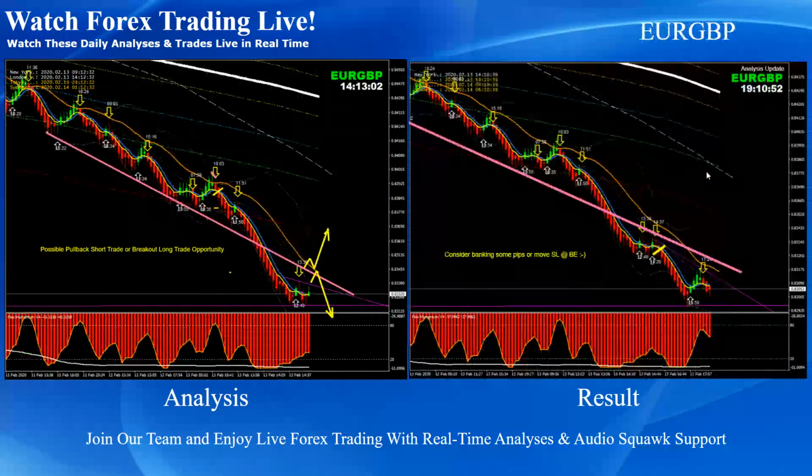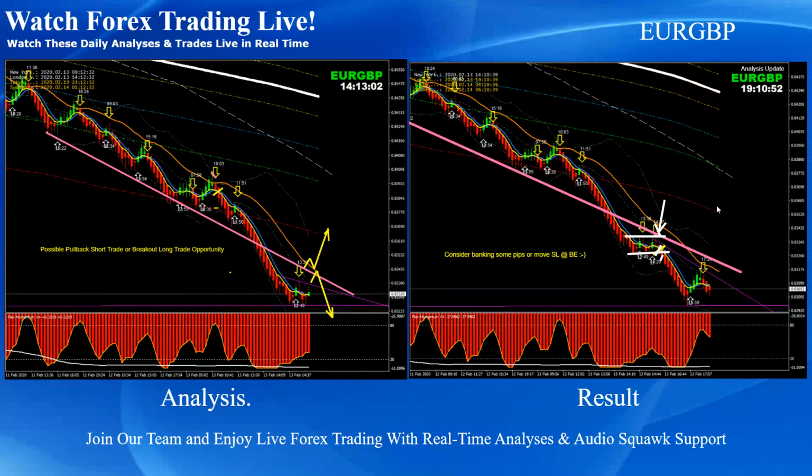And euro pound, as mentioned on the analysis, beautiful. As you can see, price developed another small consolidation and respected this resistance. Beautiful, and price nicely respected this resistance and developed a pullback. Beautiful pullback short trade on euro pound.